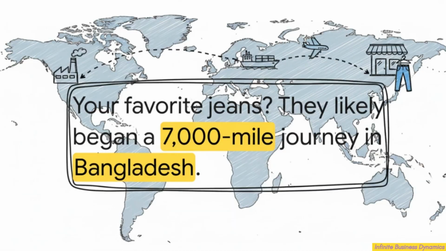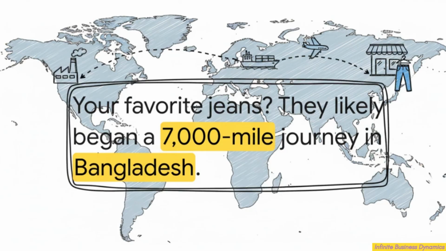Go ahead, take a look at the jeans or the shirt you're wearing right now. There's a very good chance it started its life over 7,000 miles away in a place like Bangladesh, which is a massive hub for apparel manufacturing. But here's the thing, that journey isn't just about container ships and airplanes. It's really about navigating a super complex web of human culture.